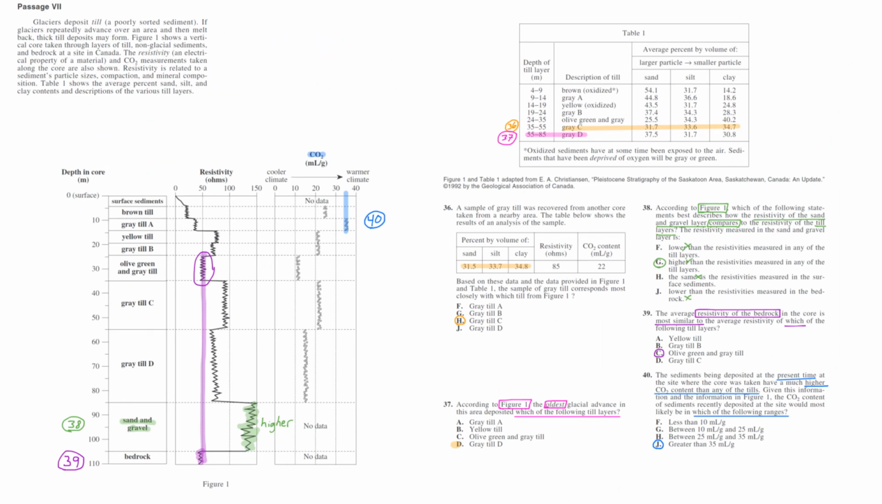Here's a summary of our answers. Number 36 is H, 37 is D, 38 is G, 39 is C, and 40 is J.